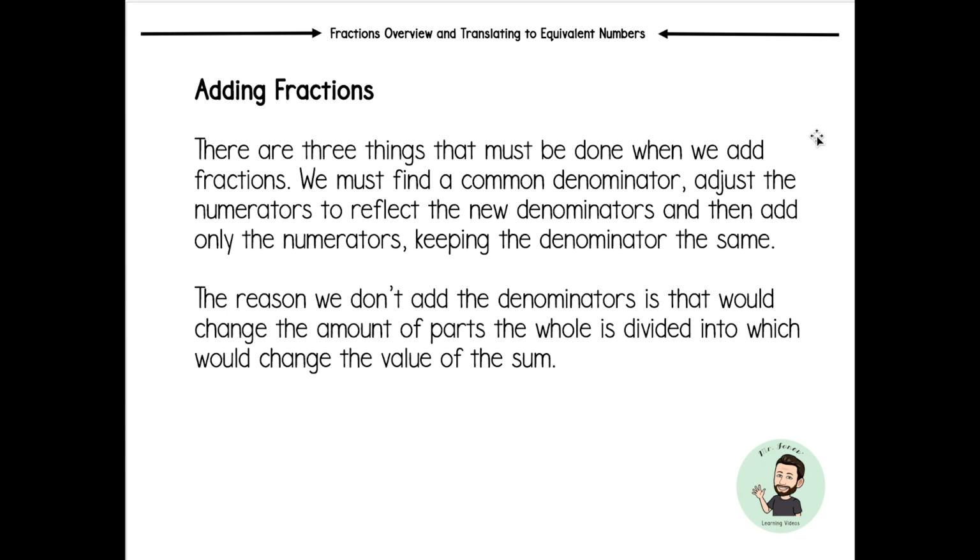Adding fractions. There are 3 things that must be done when we add fractions. We must find a common denominator, adjust the numerators to reflect the new denominators, and then add only the numerators, keeping the denominator the same. The reason we don't add the denominators is that would change the amount of parts the whole is divided into, which would change the value of the sum.